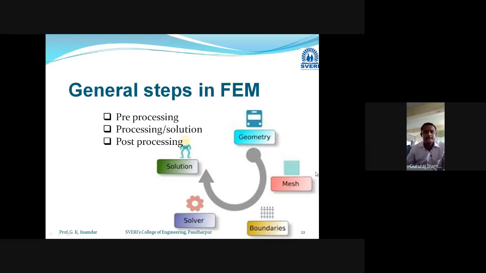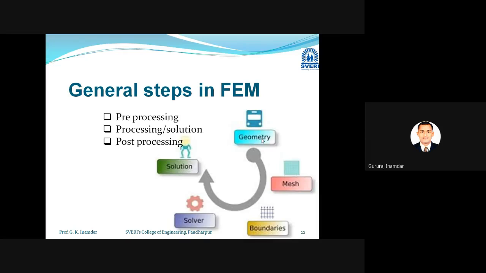Now, general steps here. I like different types of analysis: pre-processing, processing, and post-processing. Suppose you see the image: the geometry, mesh, boundaries, solver, and solution. This is the procedure, or these are the steps. Now, pre-processing, processing, and post-processing.